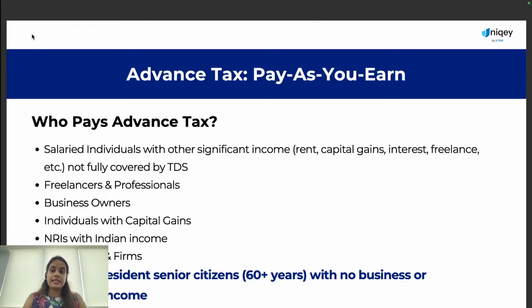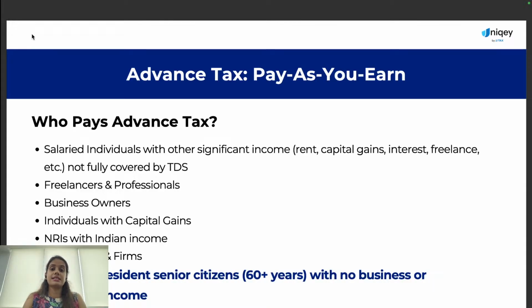Individuals with capital gains, and NRIs having Indian income, have to pay advance taxes. Companies and firms too. So basically, these are the entities who need to pay advance taxes. However, there is a category which is exempt from paying advance taxes without any interest and penalties.